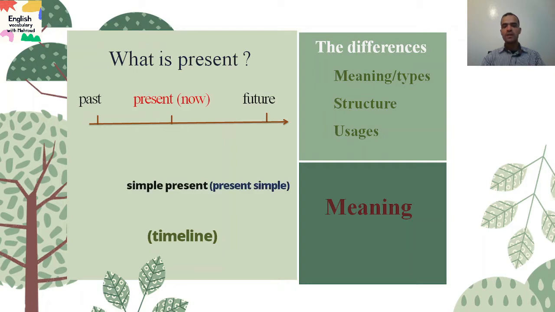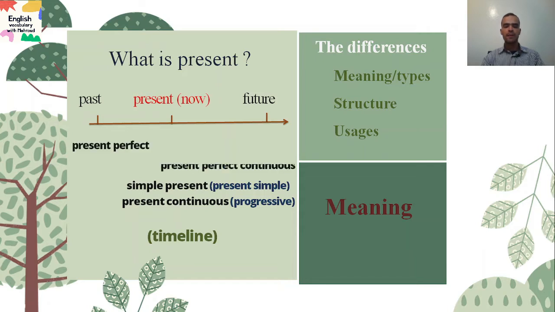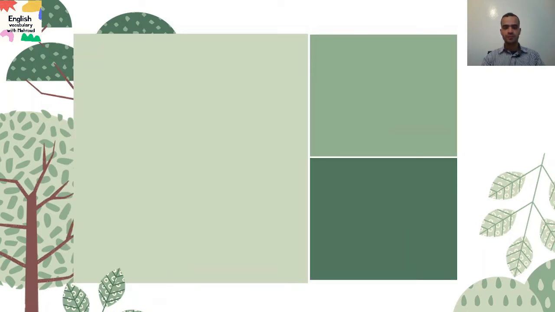So we have many types, of course, of present. The first one is simple present. You might know present simple as well, and both are correct. Simple present and present simple, you can use whichever one you want. The same case applies to present continuous, which is the present progressive. So the present progressive is also called present continuous. This is the second type. The third type is present perfect, and the fourth one is present perfect continuous.